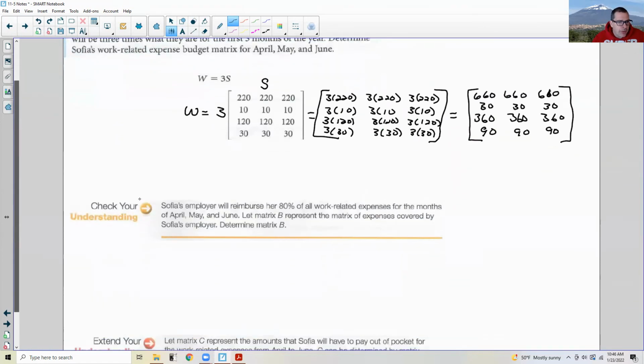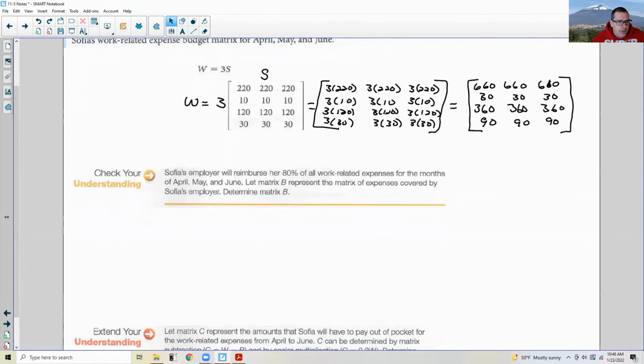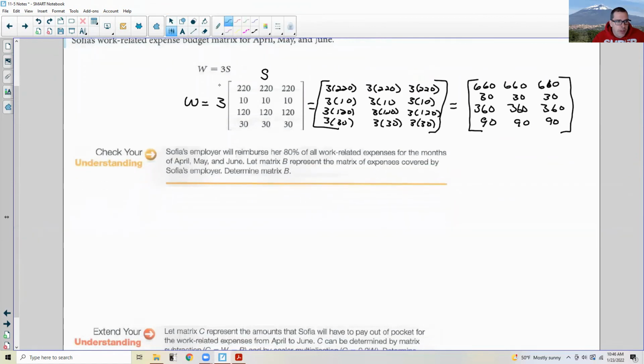Okay, so now we're on to check your understanding. Now it's your turn to see if you understand this concept. It says Sophia's employer will reimburse her 80% of all work-related expenses for the months of April, May, and June. So this is April, this is May, and this is June. Let matrix B represent the matrix of expenses covered by Sophia's employer. Determine matrix B.